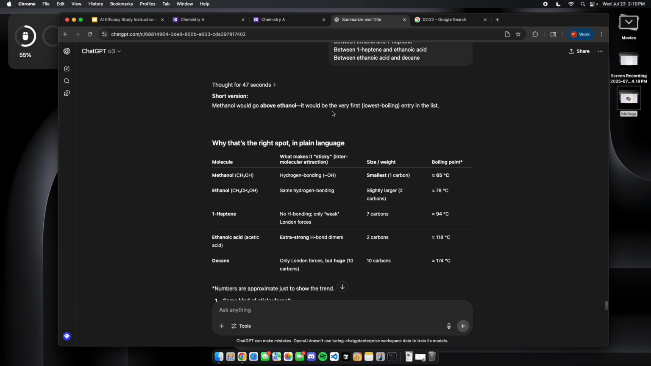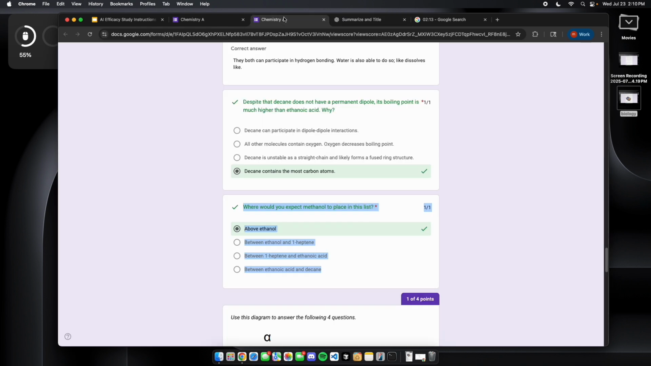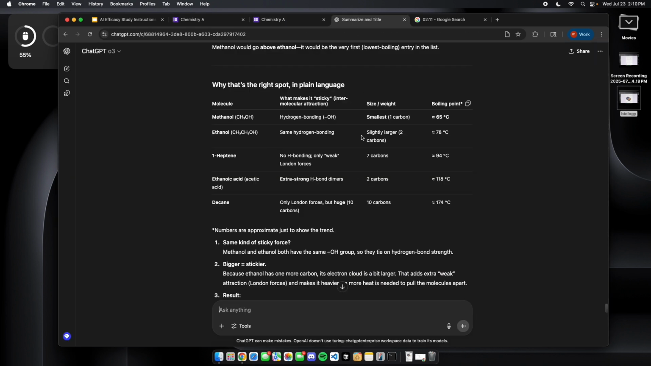Methanol will go above ethanol. It would be the very first, lowest boiling entry on the list. Yeah, since it's the smallest. Okay. Oh, so it's by the amount of carbons that they have. Well, not really. This one has 7 carbons, but then this one has 2. Oh, it has extra strong. Okay, so it's the carbons, and then whether it has hydrogen bonds or not. This one has stronger hydrogen bonds. That's why.